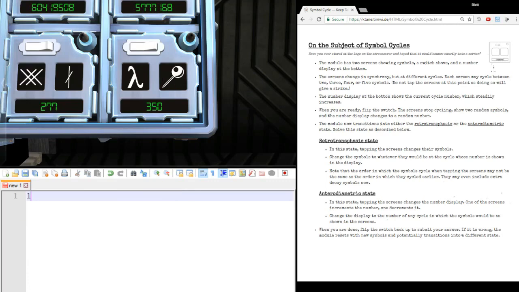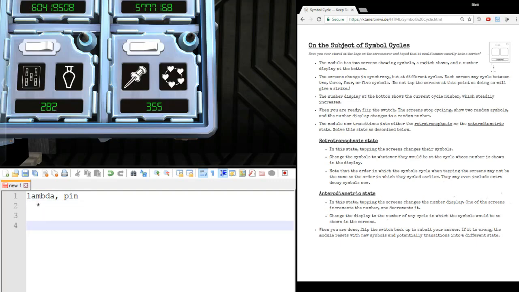Left side, we have lambda, pin. That's it. Lambda is my even. Easy enough to find. On the other side, we have hearts, olive, K. We need a multiple of 3, so 360, that's 9. So 360 was the K.